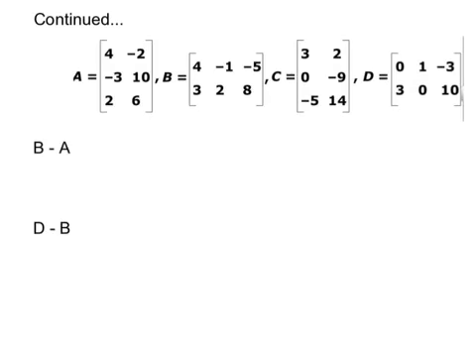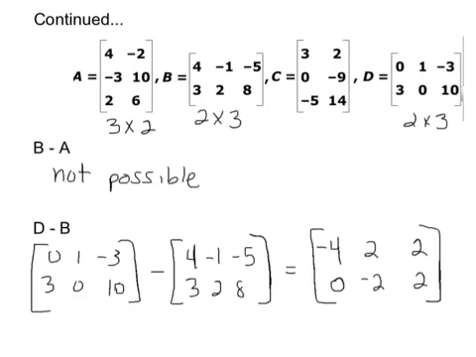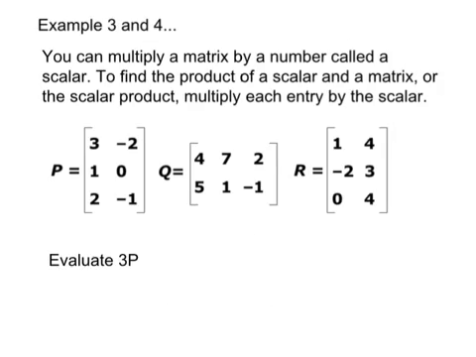B minus A and B minus D. You try. Okay, B minus A is not possible. D minus B is. But please remember, when you're subtracting numbers, order does matter. And watch your negatives.